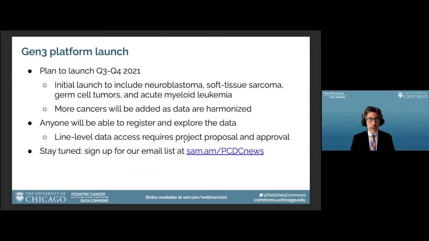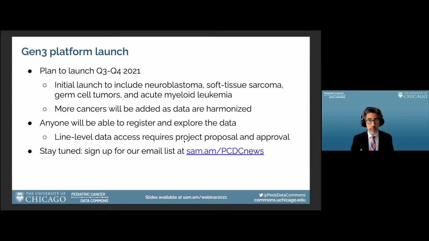We're planning on launching widely the latter half of this year. The initial launch is going to include hopefully neuroblastoma, soft tissue sarcoma, germ cell tumors, and AML. And we're going to add more cancers, of course, as we get the data harmonized. Having the data harmonized to the data dictionary is one of our bottlenecks. And as we get more data into the new format, we, of course, can then put it into the commons.